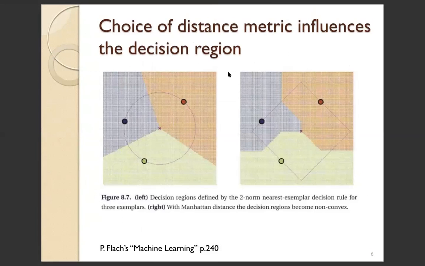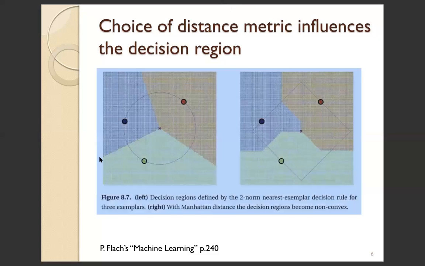Here are some examples of how the choice of the distance function affects the decision boundary. In the first example, if you use Euclidean distance, then your decision boundaries would look like this. So this is a decision boundary. The decision boundaries are here.